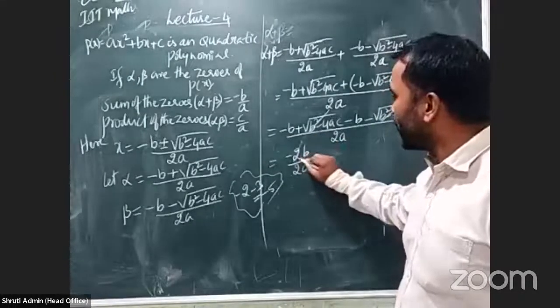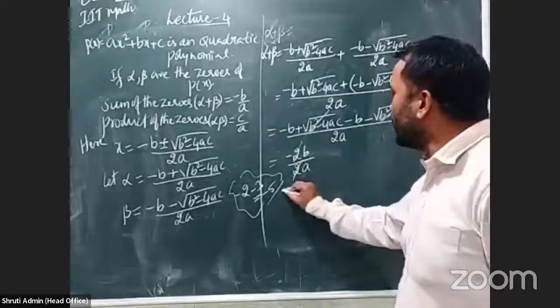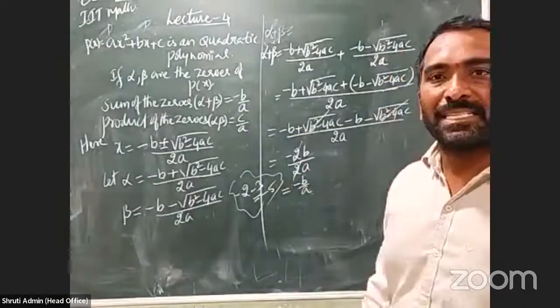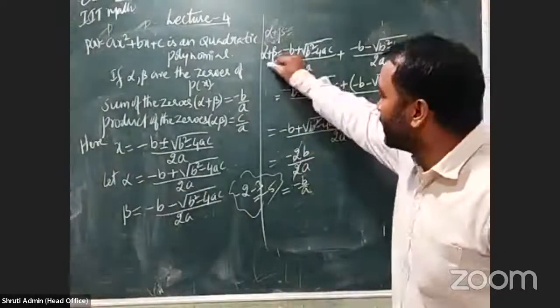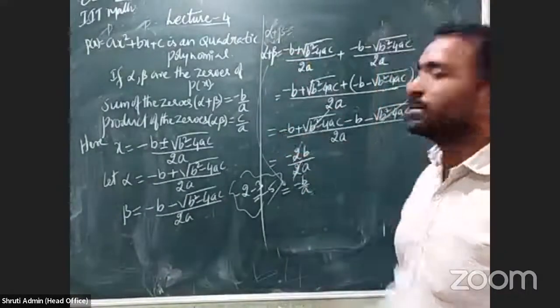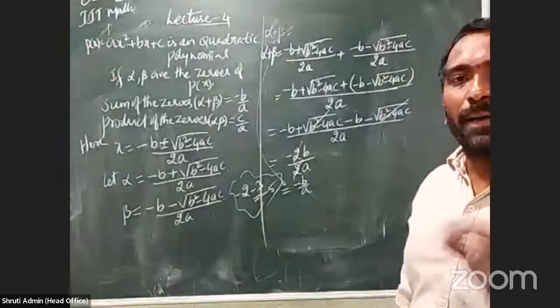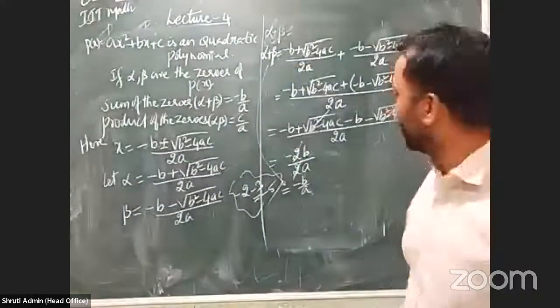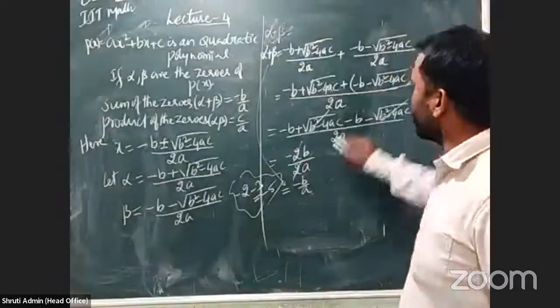Okay, the numerator 2 and denominator 2 cancel. Answer will be minus b by a. Understand? So what is this minus b by a? Sum of the zeros, alpha plus beta. Sum of the zeros equals minus b by a. Are you following? Then what about the product of the zeros?